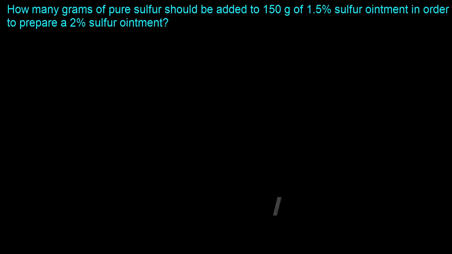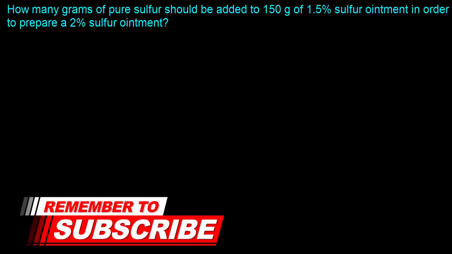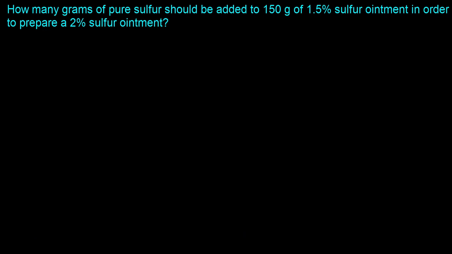This question says, how many grams of pure sulfur should be added to 150 grams of 1.5% sulfur ointment in order to prepare a 2% sulfur ointment? So in this question, we have two concentrations given to us explicitly in numbers, but for the alligation method to work, we need 3 concentrations. And so let's proceed by first putting down our alligation grid. So you have the 2 vertical lines, 2 horizontal lines, and then we can now do an analysis of the question to determine what that third number could be.